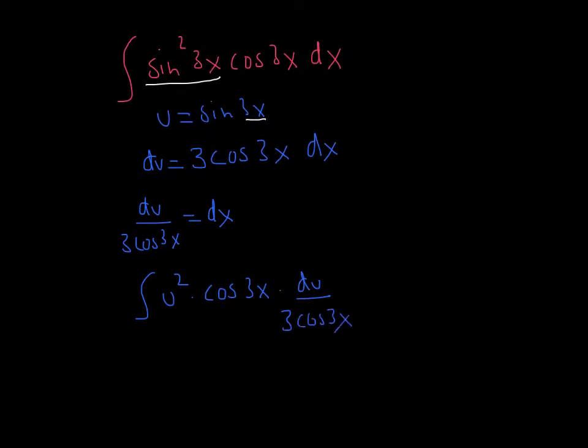And now we can cancel off the cosine of 3x's, and we can also pull the 3 out in front of the integral and make it 1/3. So it's going to be 1/3 the integral of u squared du. So now we're going to integrate just like we normally would, except we're integrating with respect to u and not x. So that's going to be 1/3 the integral u cubed over 3.